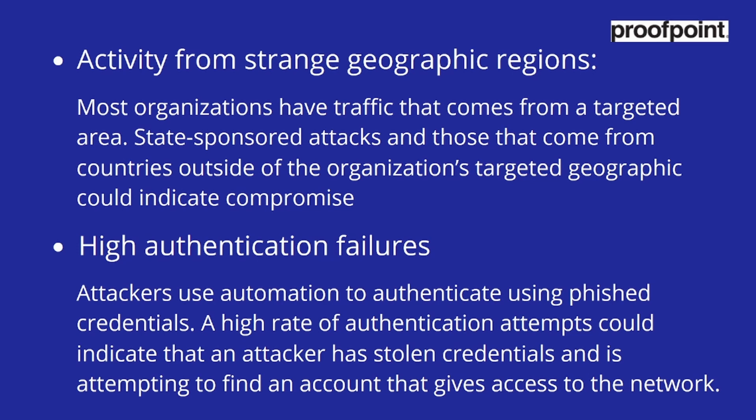Activity from strange geographic regions. Most organizations have traffic that comes from a targeted area. State-sponsored attacks and those that come from countries outside of the organization's targeted geographic countries could indicate compromise. Let's say there's a US firm operating in New York. All of its employees are from New York. But then all of a sudden they notice that IPs from North Korea are accessing their network. It could be an indicator of compromise.